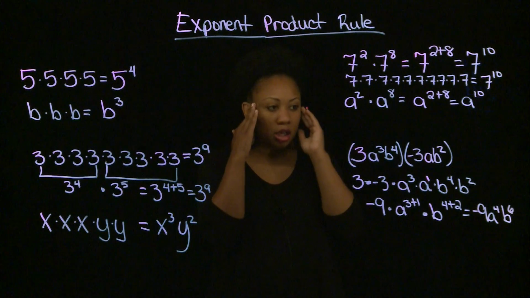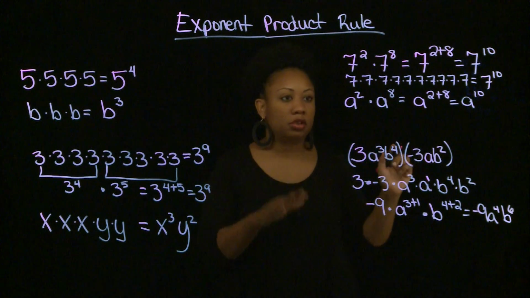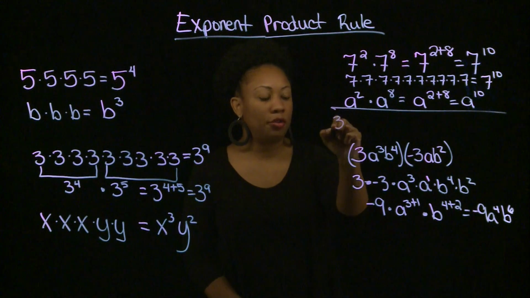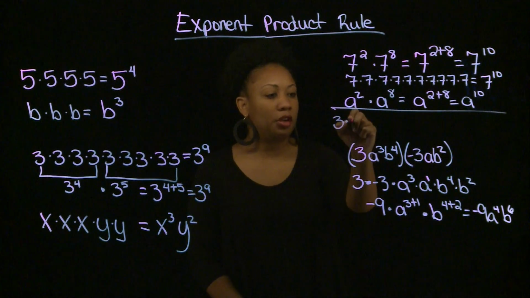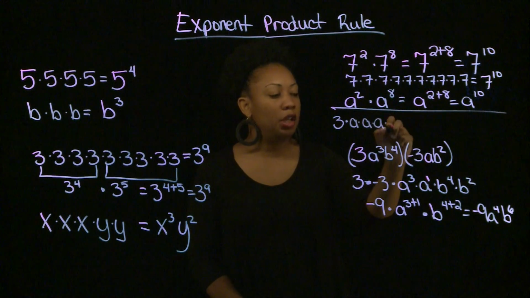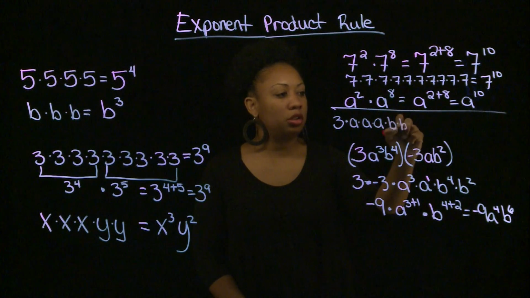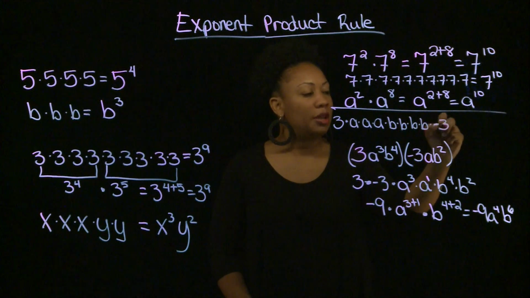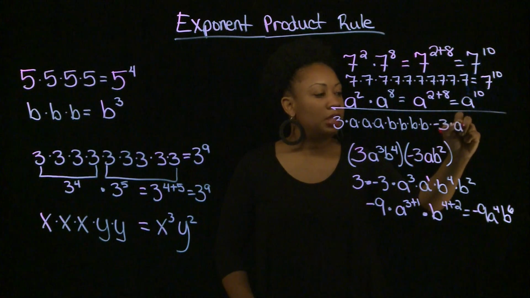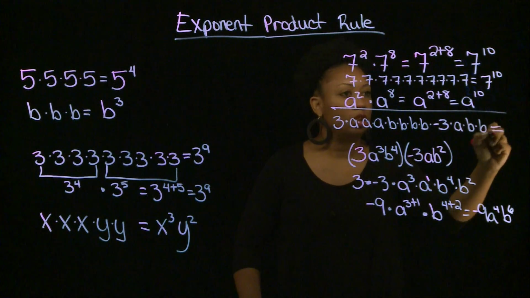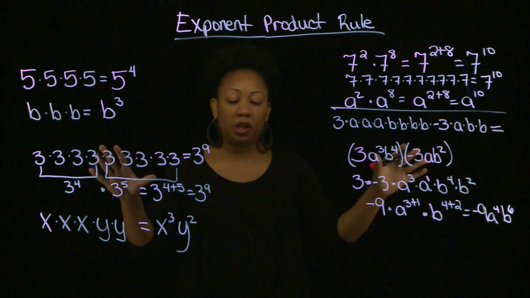Again, say you're like, oh, I do not understand these rules. Then we can write this as this: 3, a to the 3rd, which is 1, 2, 3, b to the 4th, 1, 2, 3, 4, times negative 3 times a times b squared. Okay, so we've written all the exponents out.